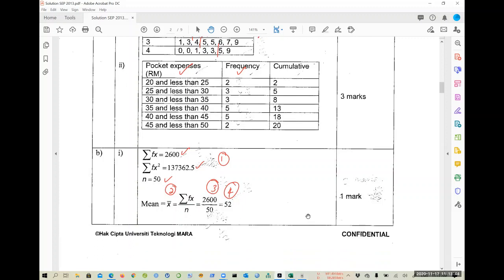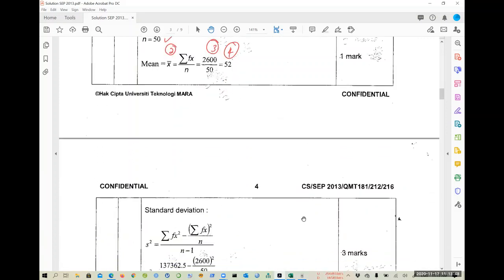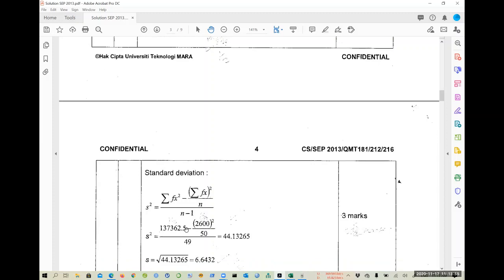So here you see that for the mean you have equal to 52, and for the standard deviation, you have s squared. Okay, and then take the square root. So you substitute the values, you get 44.13265, and then for the standard deviation, you need to take the square root. So you have 6.6432. Okay, so how do you do that to get the answer?